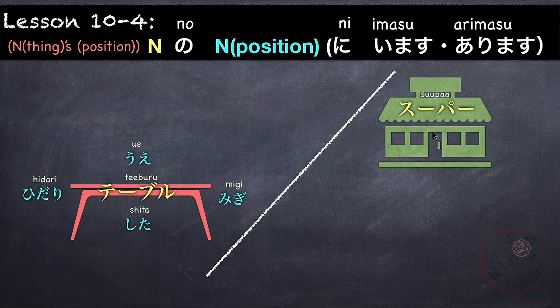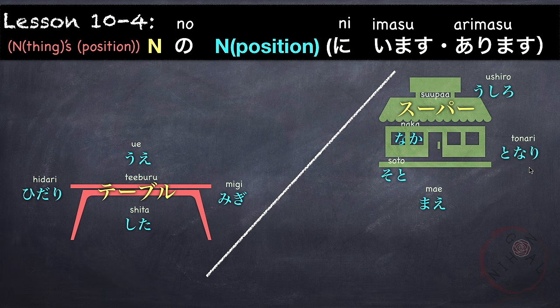We could also use this with another place. For example, super. If it's in front, we say mae. Super no mae. Or super no ushiro, on the back. Super no naka, inside. Super no soto, outside. Or super no tonari, beside.